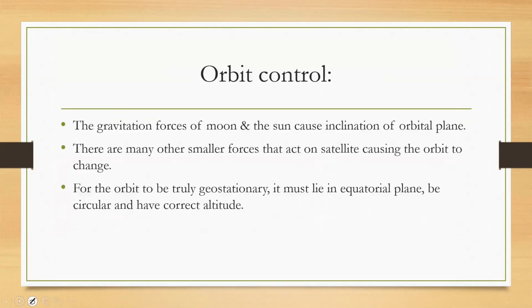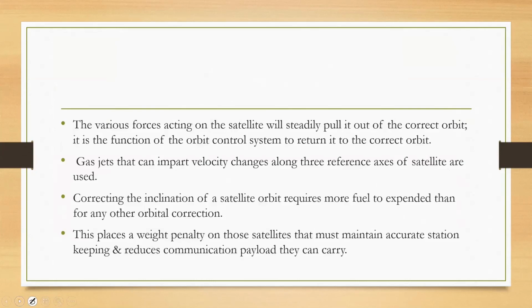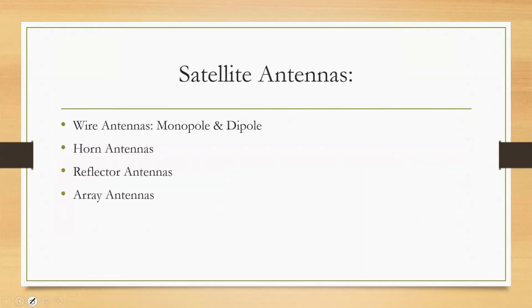Orbit control: the orbital plane also is not stable. It is getting changed by the gravitational pull of the sun and the moon and the atmospheric conditions. We need to track it and keep it constant using the thrusters.